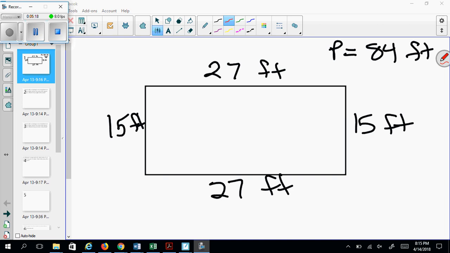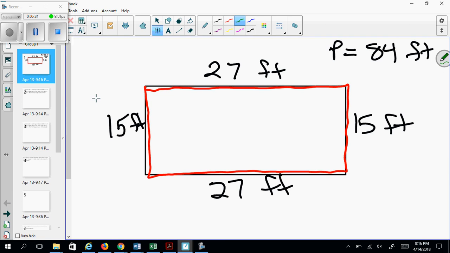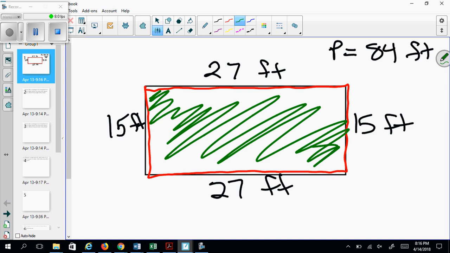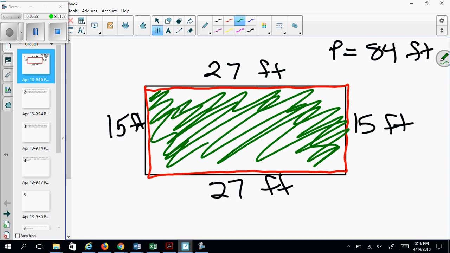Alright, so remember that perimeter is the measure of the outside. But since we're trying to find how much sod he needs, we're going to need the measure of the inside, which for us is going to be here. So all of this, that's going to be our area.